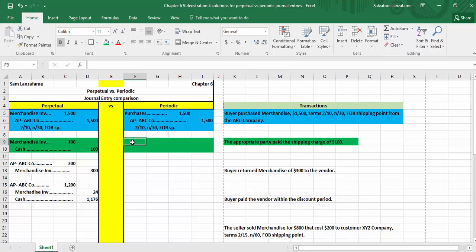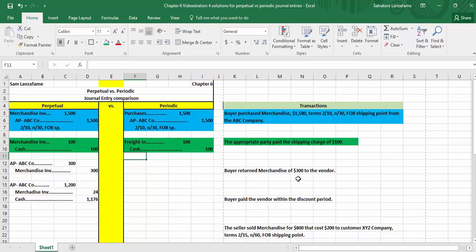You would actually debit freight in, shipping in, transportation in, something along those lines for $100, and you would credit cash. So you can tell for sure what's happening under periodic, whereas under perpetual, you need a little extra help in terms of an explanation underneath those transactions. So you can definitely tell under periodic I made a purchase and I paid shipping, whereas under perpetual, not so clear. You need extra info in those explanations to tell you one's a purchase and one's freight.